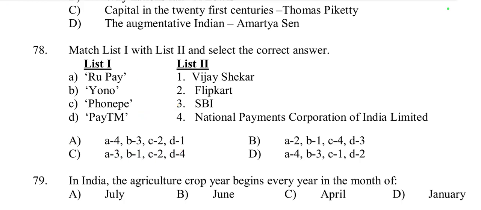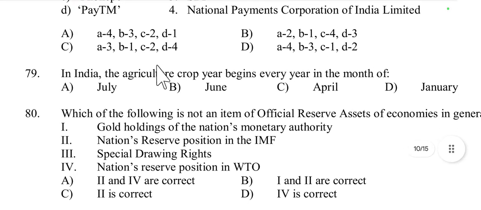78, option A. Then question number 79. In India, the agriculture crop year begins every year in the month of July. Yes, the agriculture crop year begins every year in July.